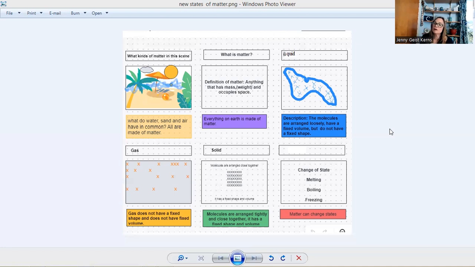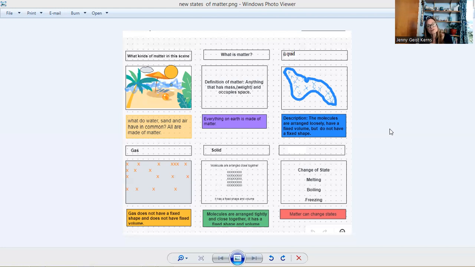Another example of a gas is helium. Someone typed in helium. Yes, it can only be constrained because it's in a balloon. If you put it in a balloon, it will take the shape of the balloon. But if you were to let it out of the balloon, it's going to dissipate everywhere. The molecules will continue to get farther and farther apart and spread, like our diagram right there. You can feel gases, like with the wind.